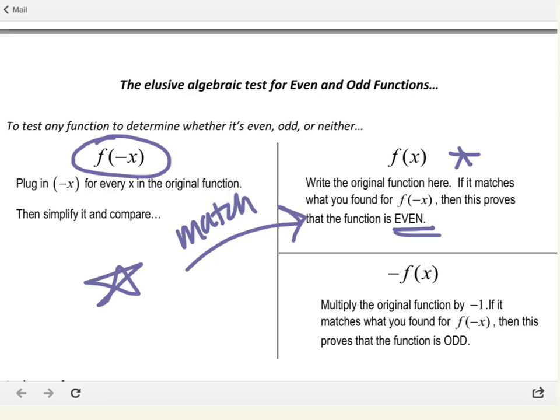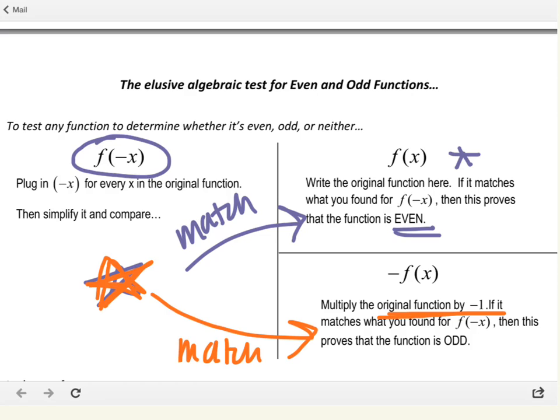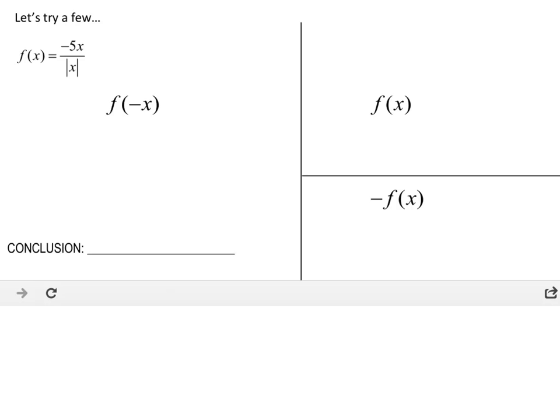If after you plug in negative x, over here you take the original function and multiply it by -1 and then simplify it, and what you got here matches, then we're going to call that function odd. If it doesn't match either of those, then it's neither. So let's take a look at a few examples.